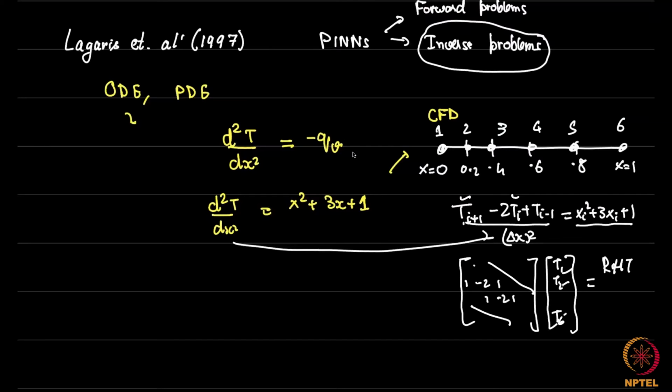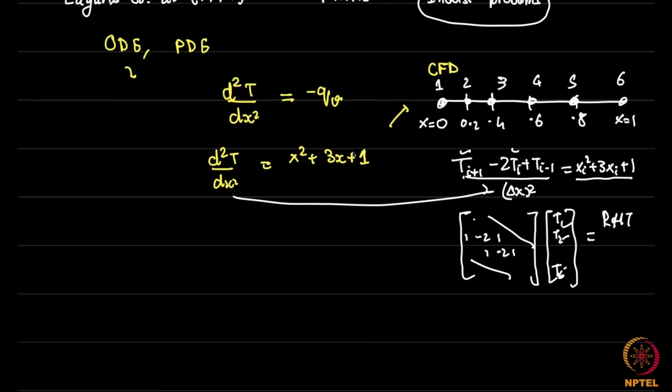Now here is the PINN idea. The PINN idea is this. I know that T, the solution, is a function. Particularly, T here in this ODE is a function of x.